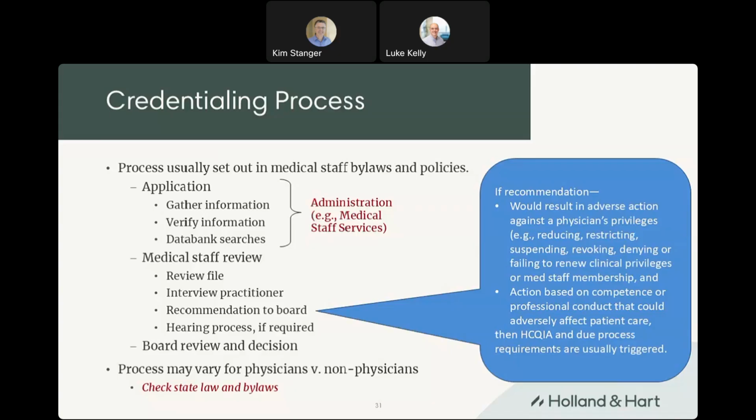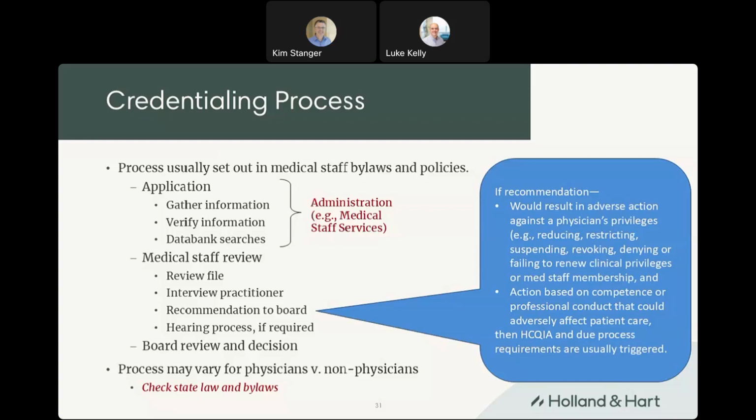That is, if that recommendation is going to constitute adverse action against the physician, they're recommending denial or limitations or restrictions or those types of things, that's usually where the hearing process will be triggered, and you would want to comply with the HCQIA standards if you're going to go through that hearing process.